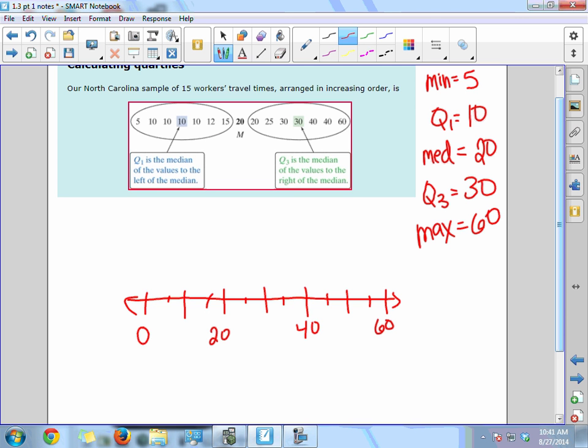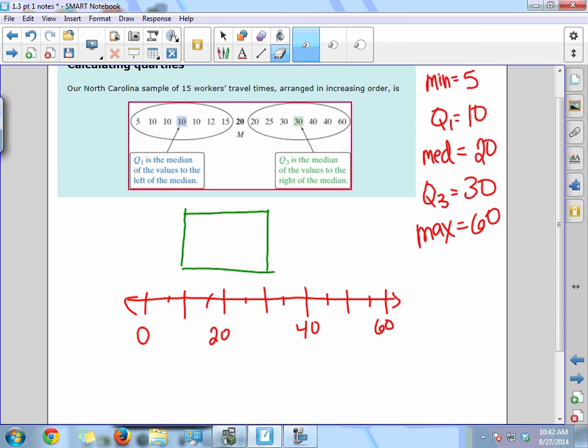Okay, so here's how you do a box plot. You're going to make a rectangle that goes from Q1 to Q3. So my Q1 is 10. My Q3 is 30, right? And then I'm just going to make a rectangle. Once again, this height right here doesn't matter at all. It can be skinny, it can be fat. So here's my Q1, and there's my Q3, and then I mark the median in the middle. That's going to be 20.